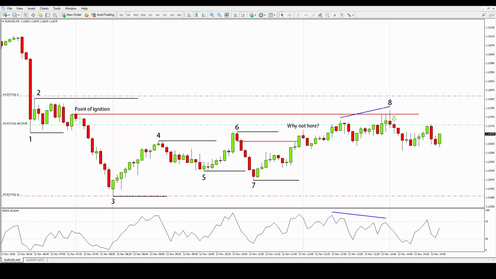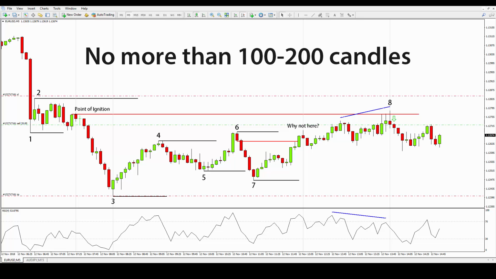In today's video we are going to be looking at a fractal flow trade in the euro-dollar 5-minute chart. I will try to follow the steps of the fractal flow methodology in an organized manner, starting with the amount of price information we have in the chart. In one of the videos I posted recently in the channel, I laid out a rule that you should not have more than 150 to 200 candles on your chart.